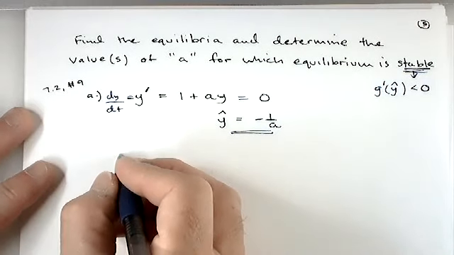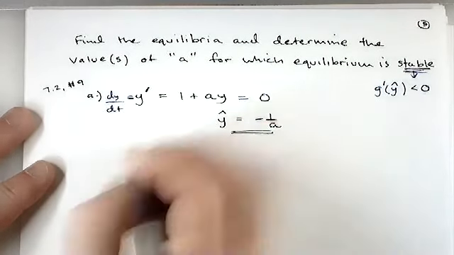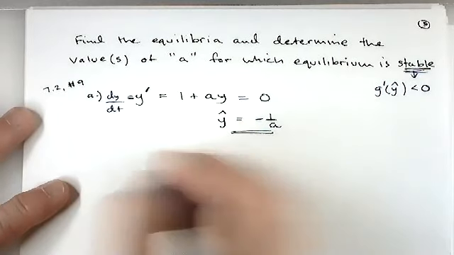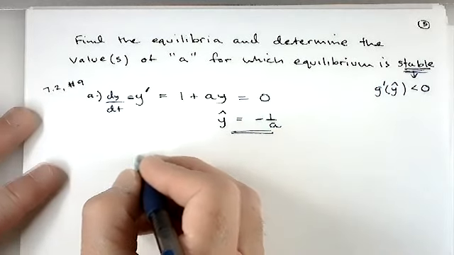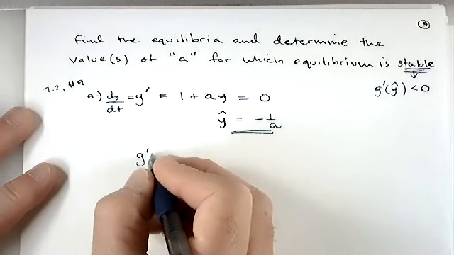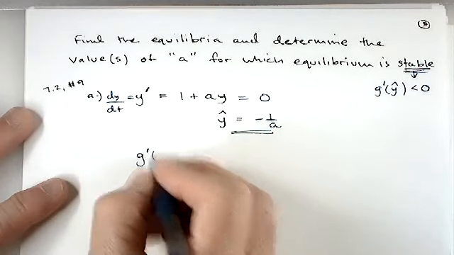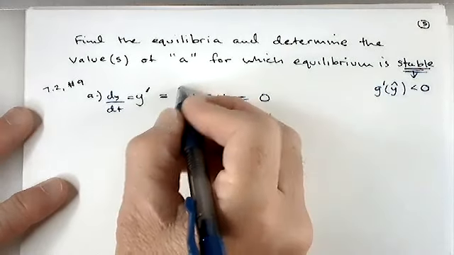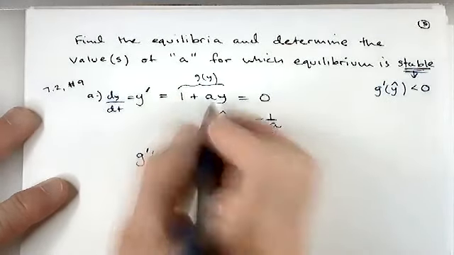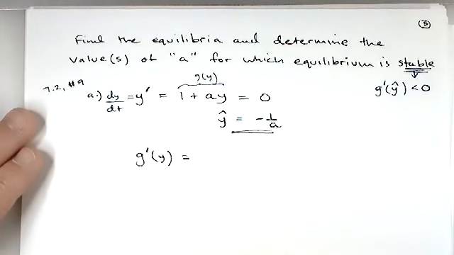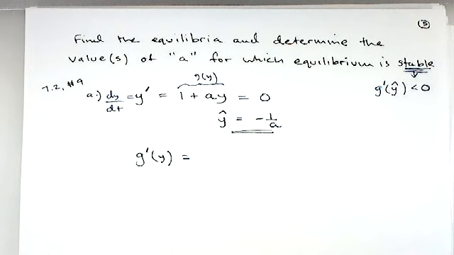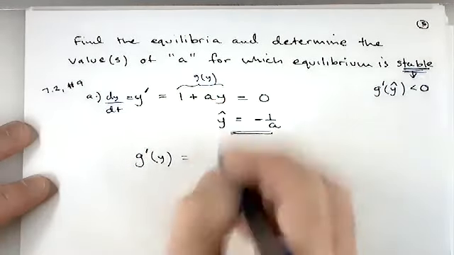And now to find out what value of a makes this a stable equilibrium, perhaps you can see it right there, but we want to take g prime of y. And remember, for this step, we're just calling this g of y, and we're just taking the derivative of that. What's g prime of y? If a is a constant, yeah, it's just going to be a, isn't it? Because the derivative of 1 is 0, and then a times y is just going to be a.